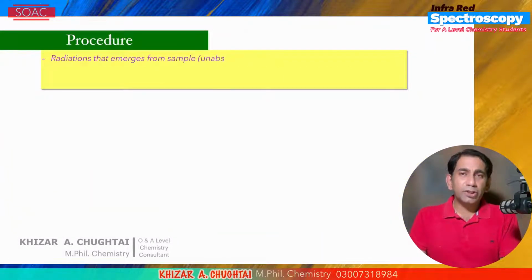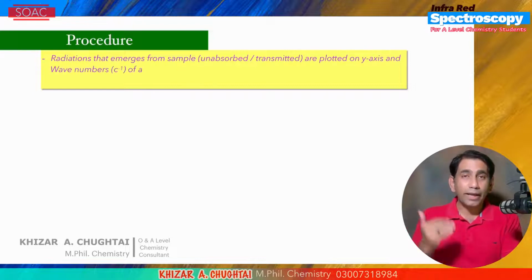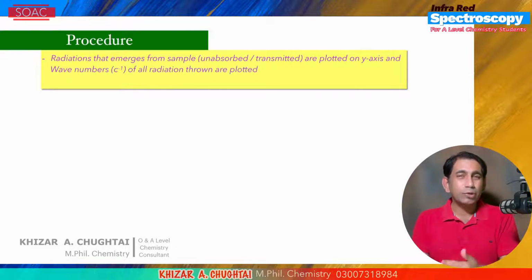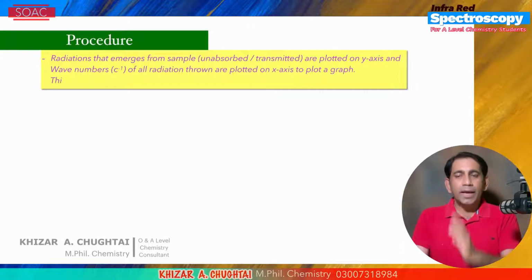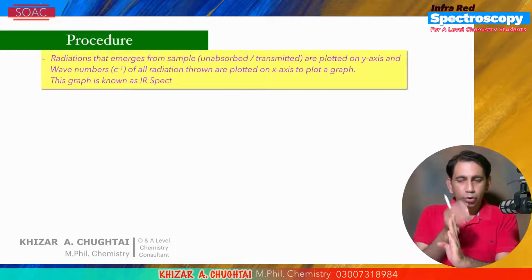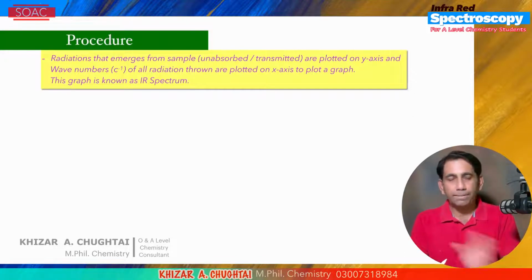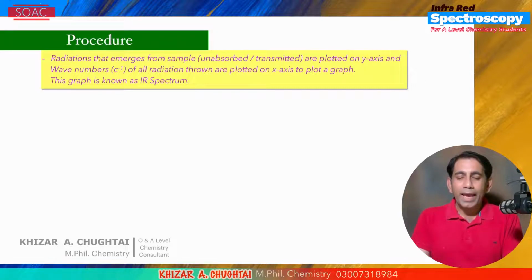The radiations that emerge after the absorption, those that are unabsorbed, are said to be the transmitted radiation. Some radiations were absorbed, and those that are yet unabsorbed are transmitted towards the outside of the sample, and that is basically noted by that instrument.